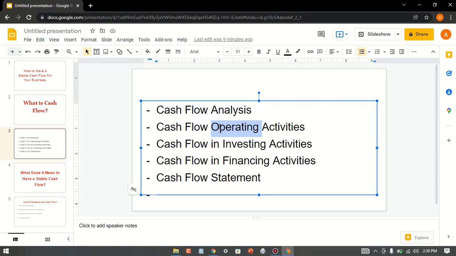So now the next one here will be cash flow in investing activities. Cash flow in investing activities relates to cash flow in investments as well. That is the profit or loss, the return of principal amount invested.